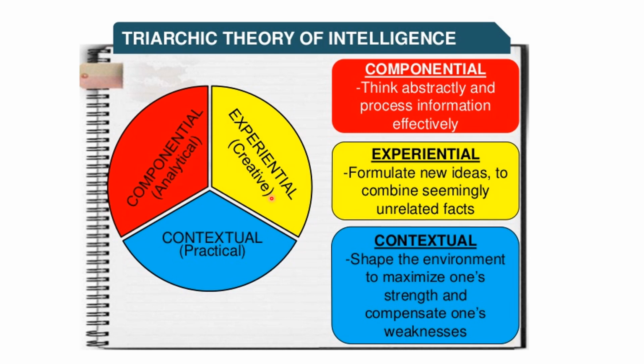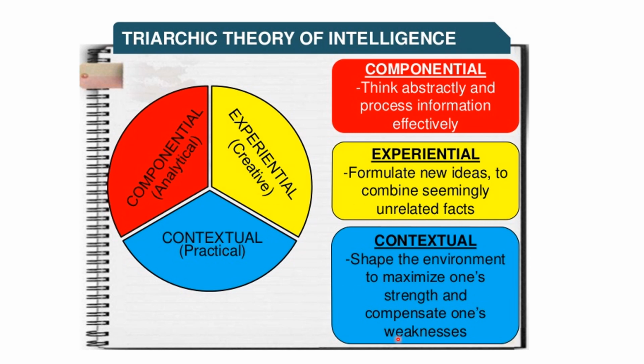Then comes the experiential sub-theory or the creative intelligence. In the creative intelligence, we are able to formulate new ideas. A person who is creative can come up with new ideas by combining different sets of information or concepts that, to a layperson, seem very unrelated and that we wouldn't be able to link. That is the experiential sub-theory.